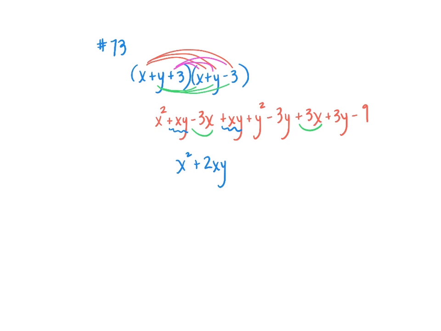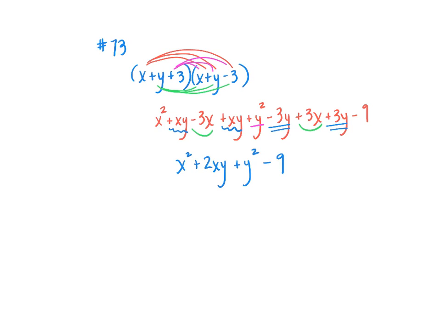And then it looks like I have a y, let's look here. I've got the negative 3y plus 3y, that will also cancel. And I do notice that I have a y squared that I need to include. And then I have a minus 9.